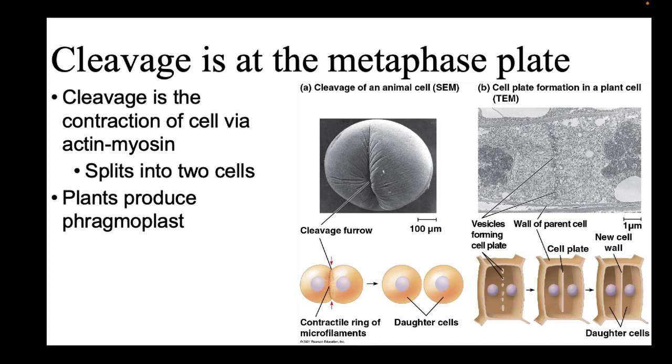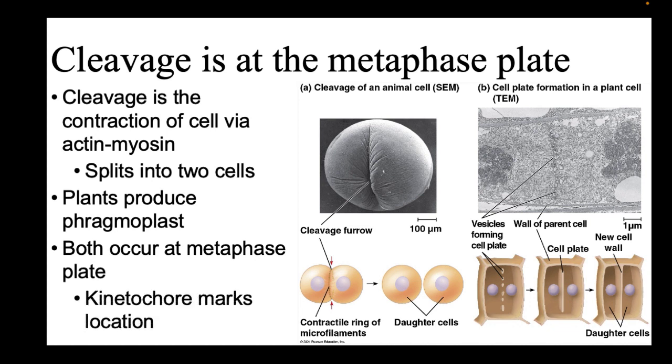Plants don't do this. Plants instead have little vesicles that contain primary or proto cell wall parts. And these vesicles line up in the exact same plane, so in the exact same metaphase plate, and then they just fuse together. We call that a phragmoplast because we fragment the cell, and it actually just forms a wall from the inside out.